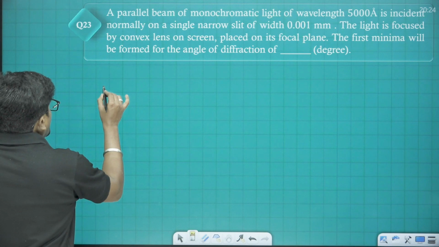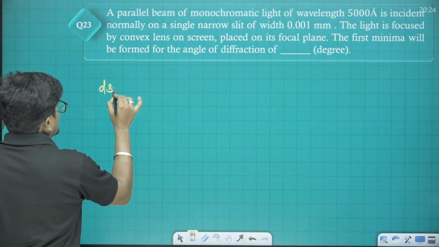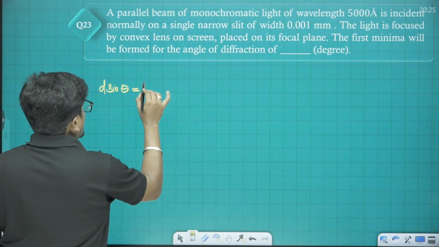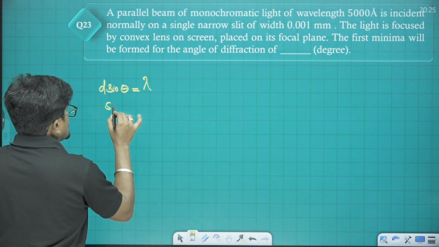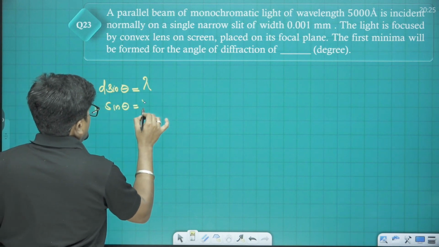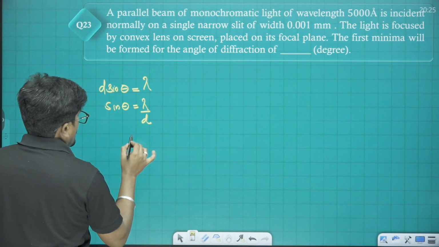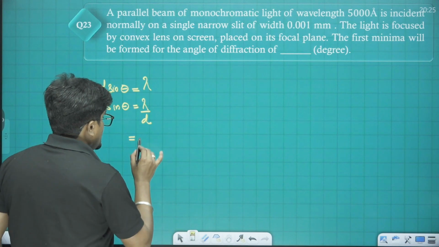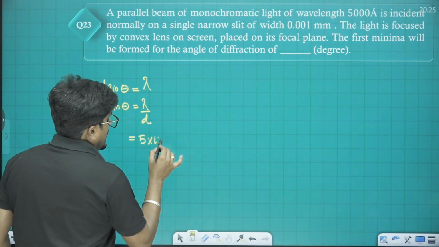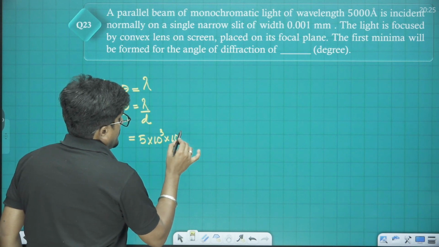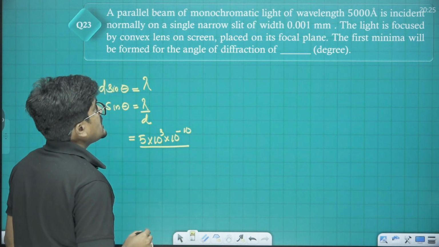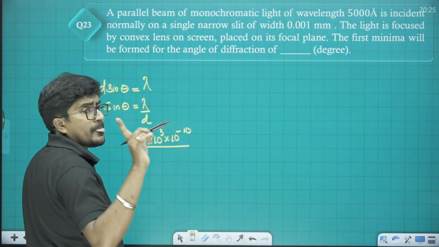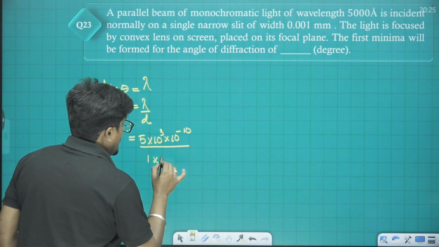So we all know that d times sine theta, for the first minima, needs to be lambda. So sine of theta needs to be lambda divided by small letter d. Now, what's the value of lambda? Lambda is 5000 angstrom, so basically it is 5 into 10 to the power 3 into 10 to the power minus 10, all divided by small letter d, which is 0.001 into 10 to the power minus 3. So I can write this as 1 into 10 to the power minus 6.